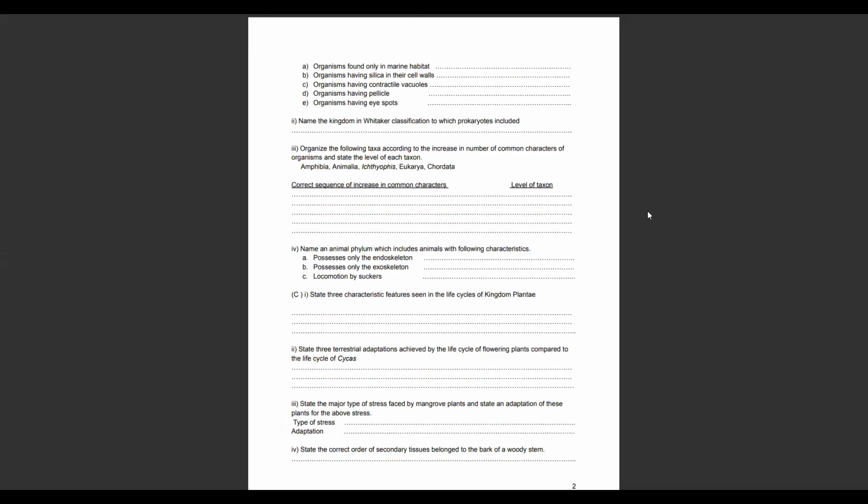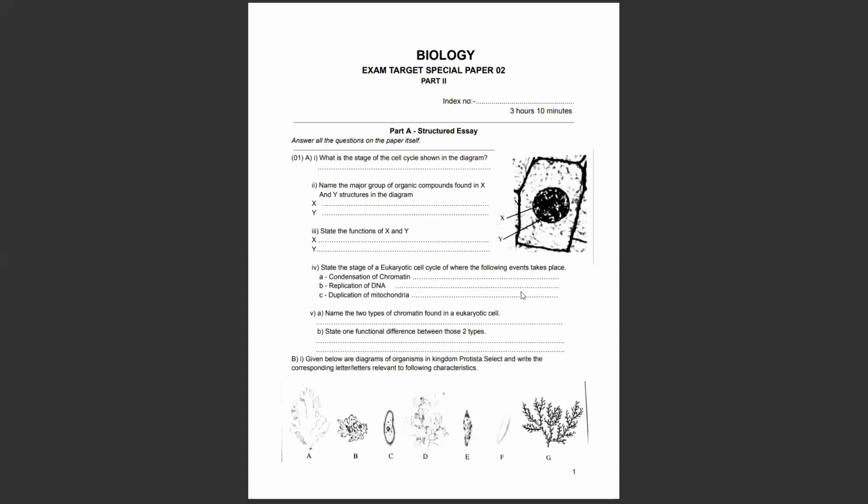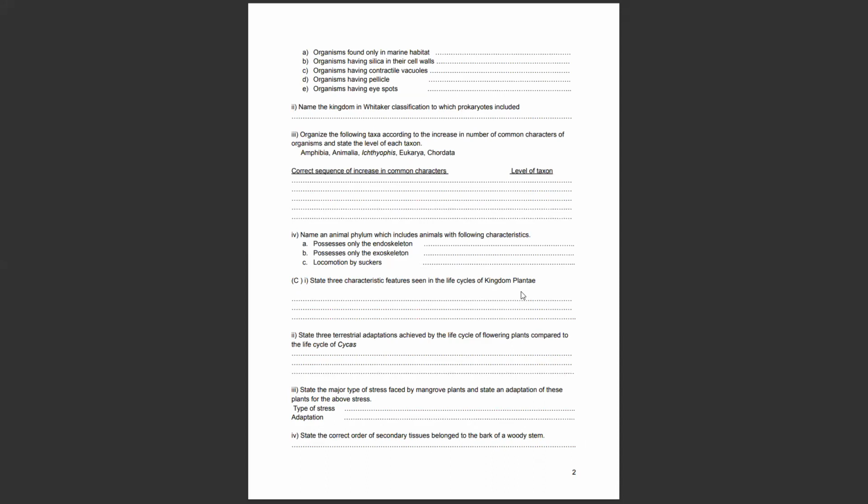Part A, organism found only in marine habitat. A, D, G. B, organism having silica in their cell wall. Diatoms. F. Organism having contractile vacuole. B, C, E. Then organism having pellicle. C and E. Organism having eye spot. E. Right? One mark for each correct answer. Give the marks out of 10.